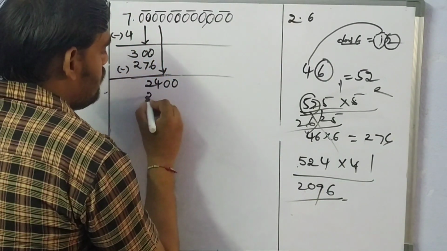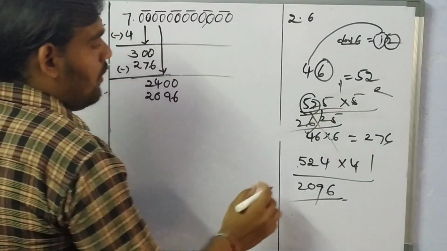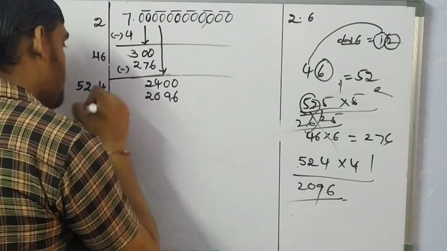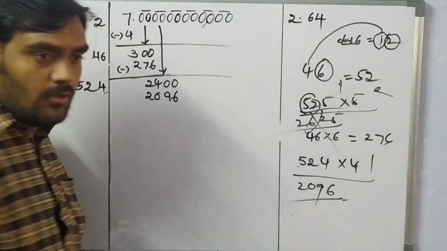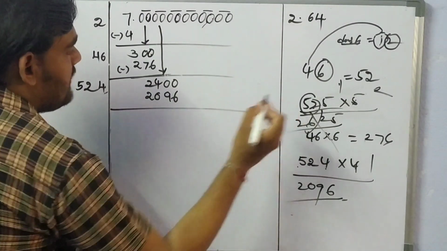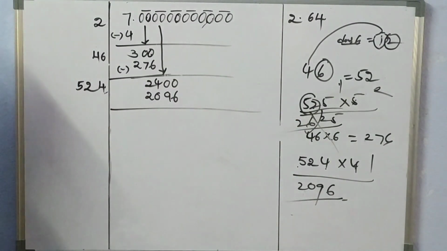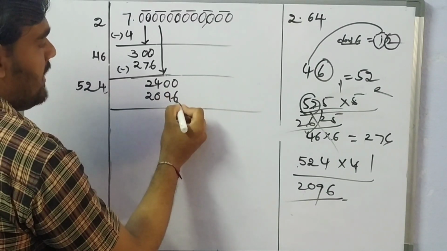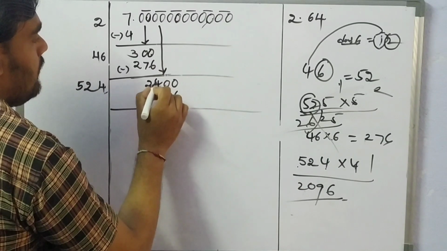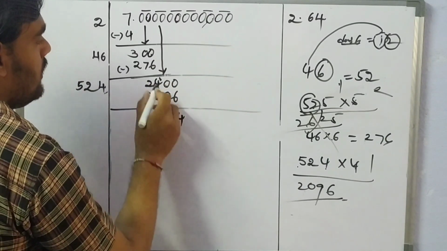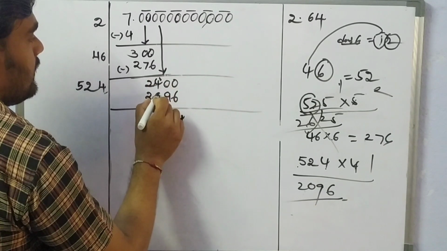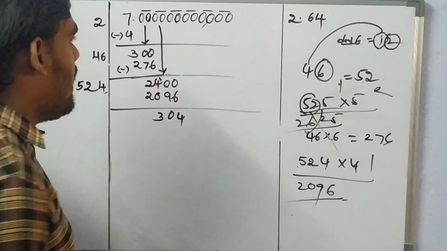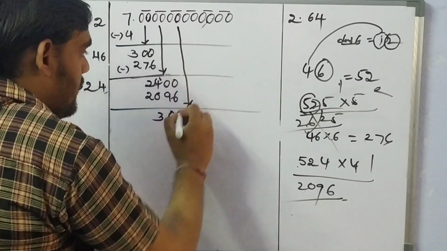Now here write 2096. Okay, what did I keep here after 52? I wrote here 4. So you must write here 4. Here also you must write 4. Now we need to do subtraction. What will you get if you do subtraction? See here, borrow we must take, it will become 10. 10 minus 6, 4. Here it will become 9. 9 minus 9, 0. Here you will get 3. 3 minus 0, 3 only. So 304 we got. After that, once again, we need to drag this one.